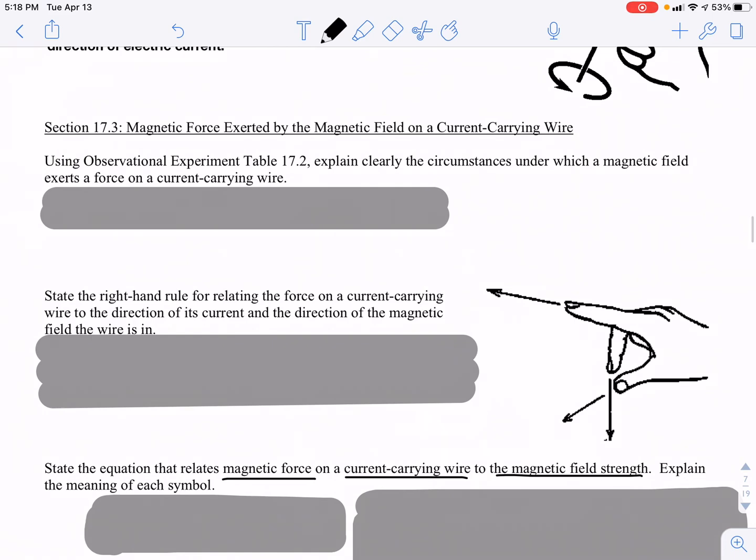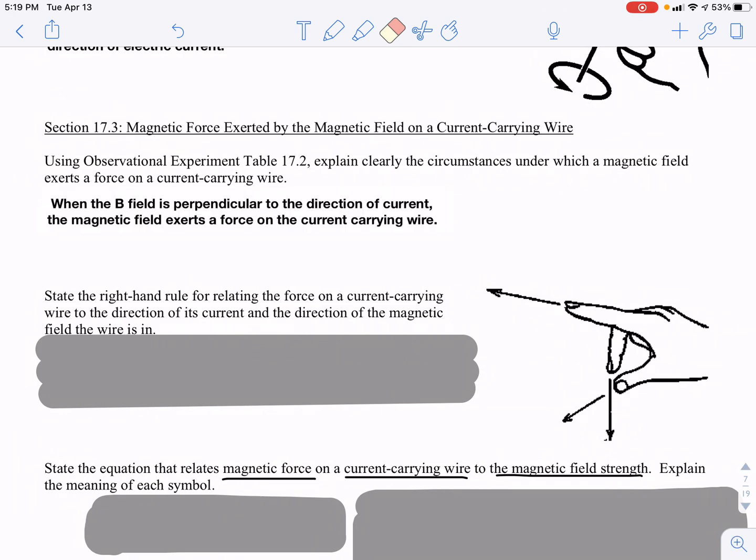Section 17.3, magnetic force exerted by a magnetic field on a current-carrying wire. Using observational experiment 17.2, clearly explain the circumstances under which a magnetic field exerts a force on a current-carrying wire. Well, it was noticed that when a magnetic field is perpendicular to the direction of current, the magnetic field exerts a maximum force on the current-carrying wire.